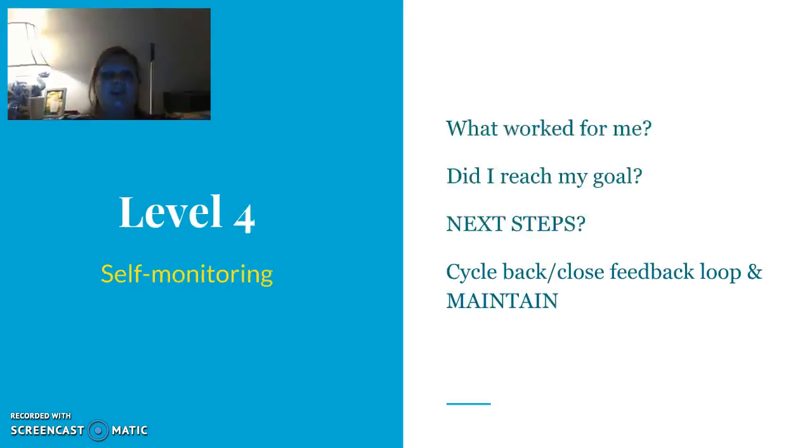And level 4 of self-mentoring is self-monitoring. So once you've achieved your goal and you've hit that mark, you've got to look back on what worked well for you. Think about some next steps if you want to continue that goal. Sometimes you have to cycle back and close that feedback loop. What is most critical is to maintain.